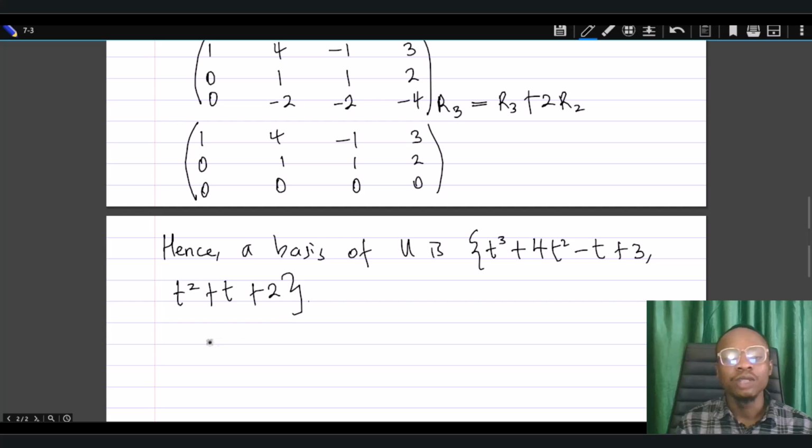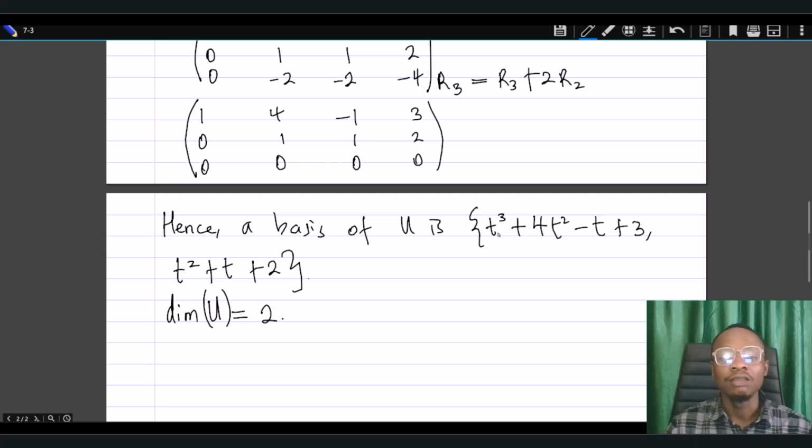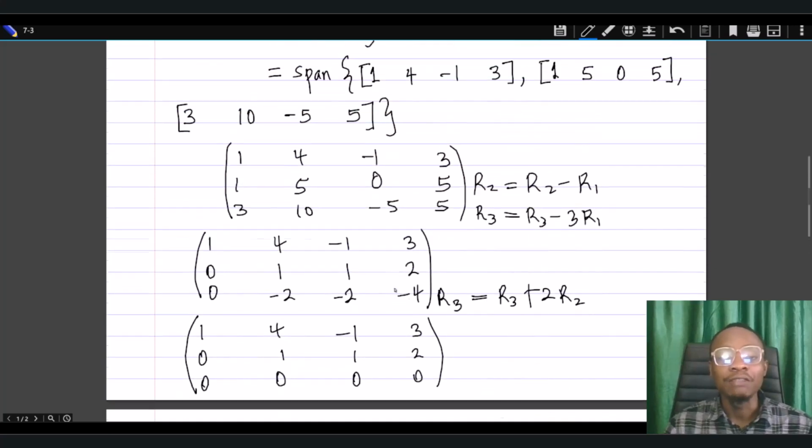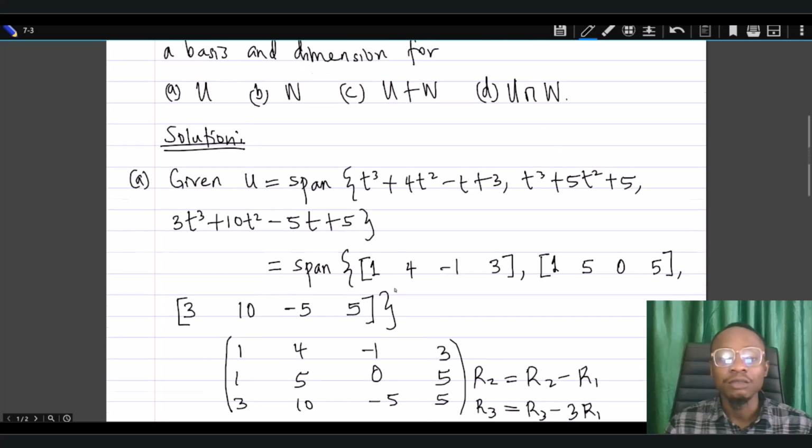Of course, we can also conclude that the dimension of the vector space U is equal to 2. Why? Because there are two vectors in any basis of the vector space U. And with this, we are good to go. We have now completely answered the first part of the problem.